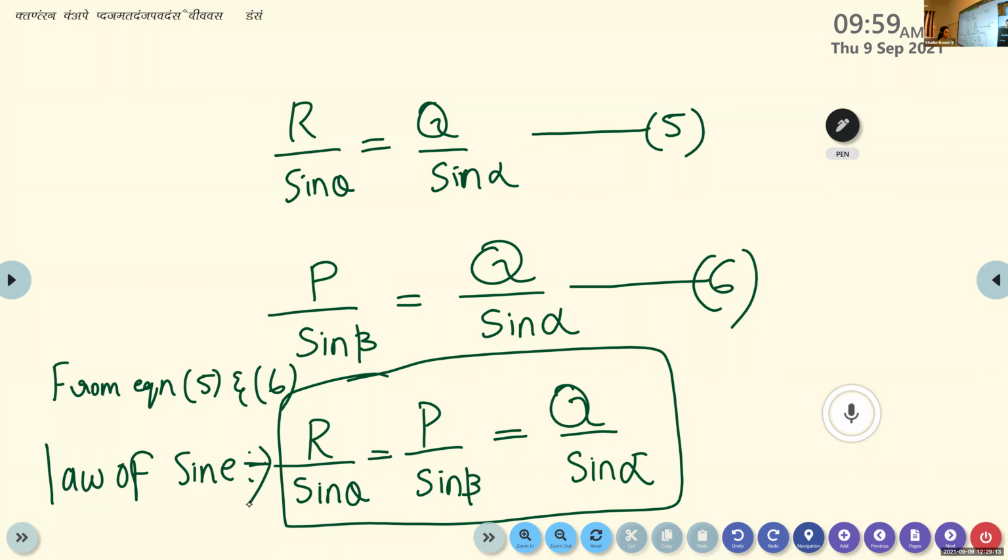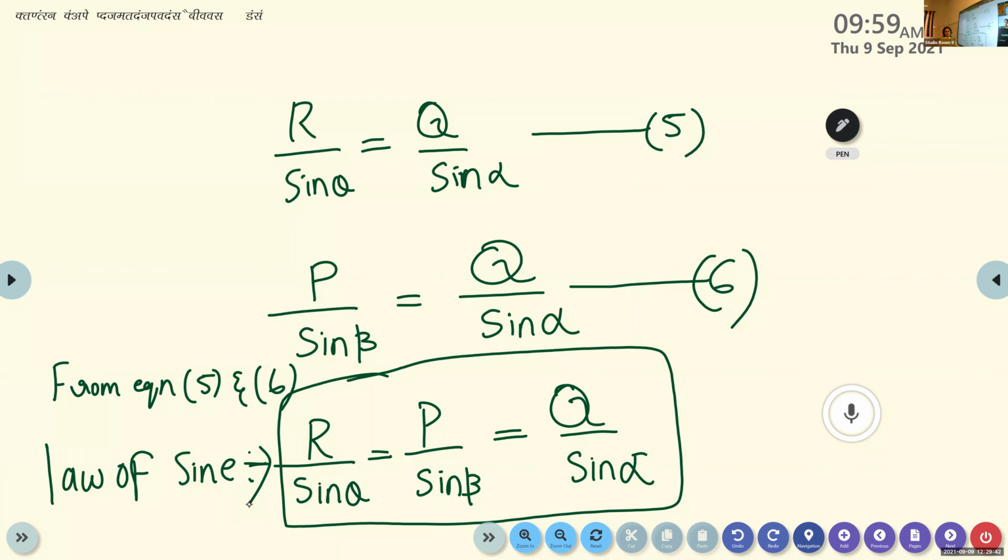Law of sine: R by sine theta is equal to P by sine beta is equal to Q by sine alpha. Actually, the method is simple if you are conscious about these triangles. Here we consider four different types of triangles and calculate the sine angle functions from each of these four triangles. Whenever we get the equations, it is easy.